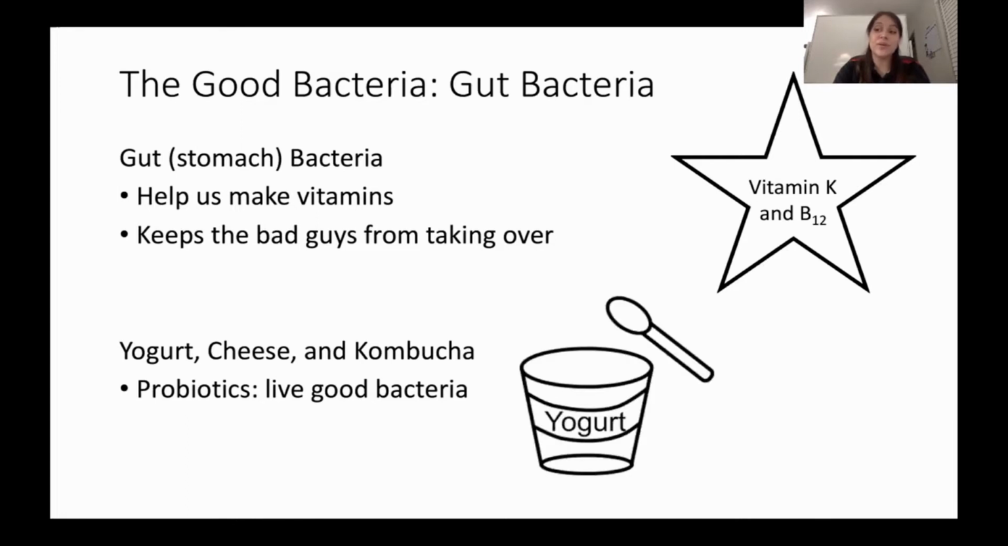Good bacteria is in some food that we eat as well. Good bacteria is found in yogurt, in cheese, and kombucha. And kombucha is a type of tea. Now, what all these foods have in common is that they have what is called probiotics. The definition of probiotics is an amount of live good bacteria. And yogurt, cheese, and kombucha definitely have live good bacteria.